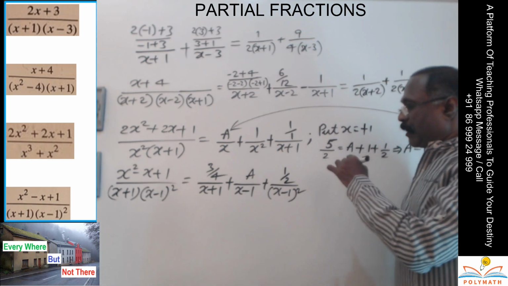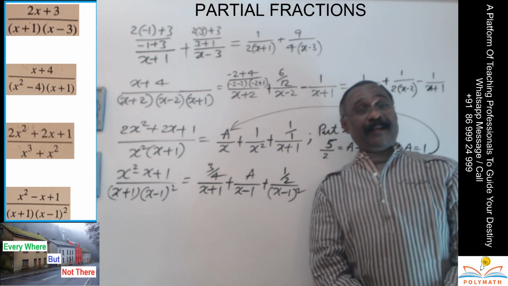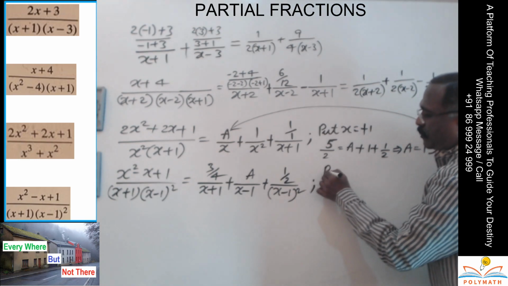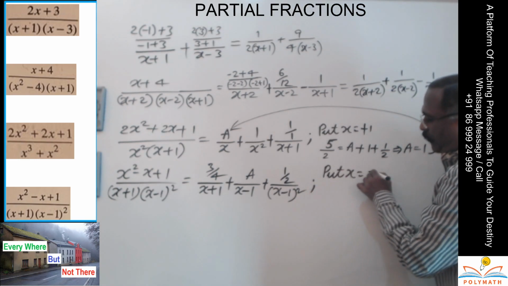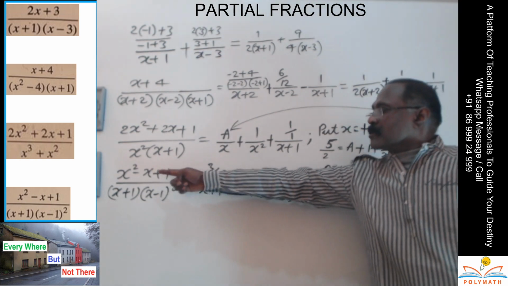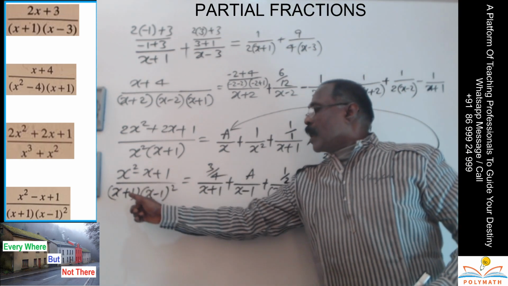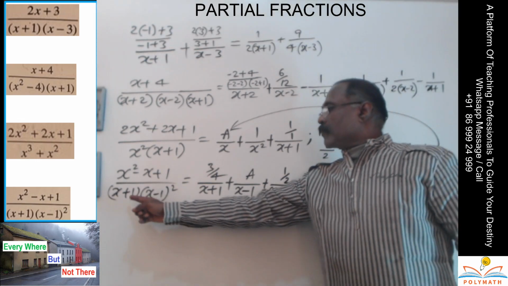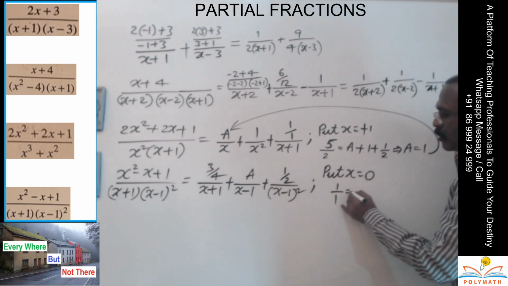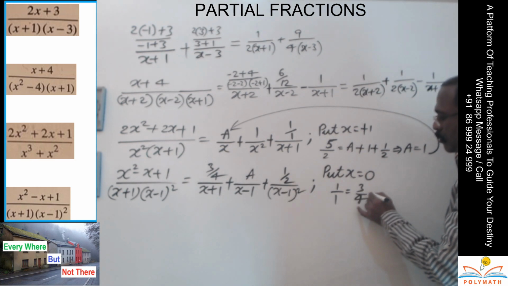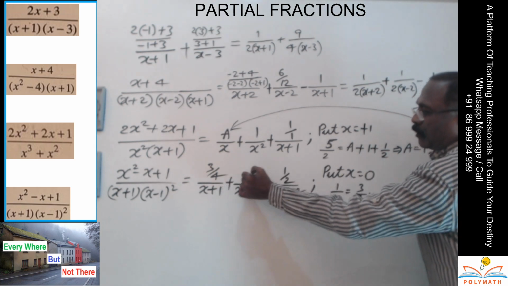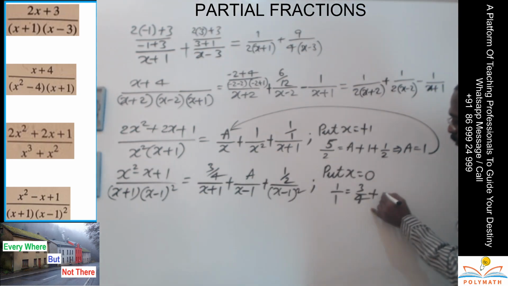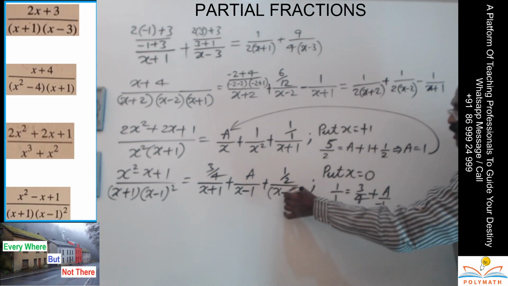And the middle one, we don't know. Let it be A. Or put x equal to 0. If you put x equal to 0, this is 0, 0, 1. 1 by 1. Just see. And it is 3 by 4, 3 by 4 by 1, by minus 1. This is 1 by 2.